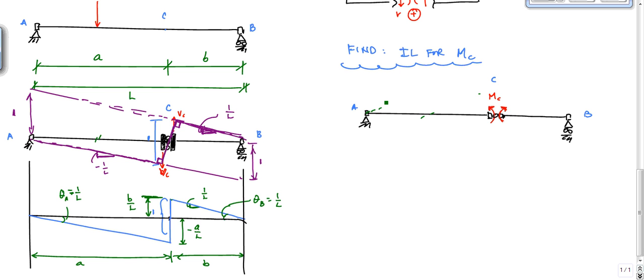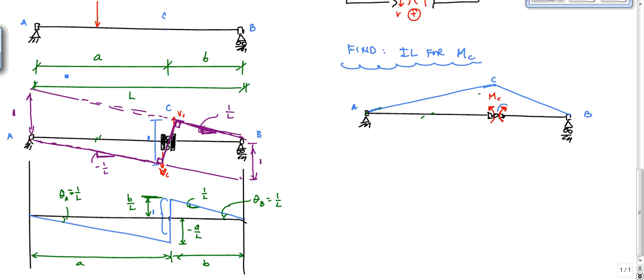So my influence line looks like this at C, right there. And here, same thing with B. I want to rotate segment BC in the same direction as MC, this portion right here, but I have to respect the boundary condition at B. So it looks like this. And there is my qualitative influence line for the moment at C due to a moving unit load.